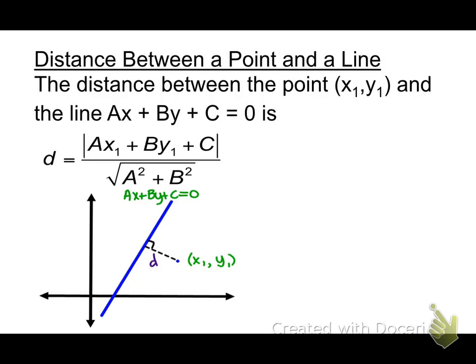The distance between a point and line. As long as you have a point, an ordered pair somewhere out in space, and the equation of a line where everything is on one side and set equal to 0, you can use this distance formula to find the length between the line and the point. So the formula is distance equals the absolute value of a times x1 plus b times y1 plus c all over the square root of a squared plus b squared. Now a, b, and c are the coefficients from the equation of the line. x1, y1 are the ordered pair.